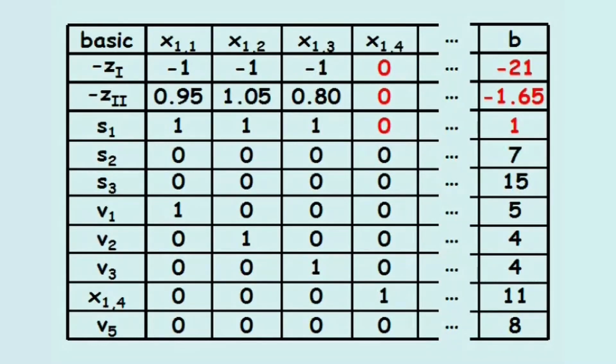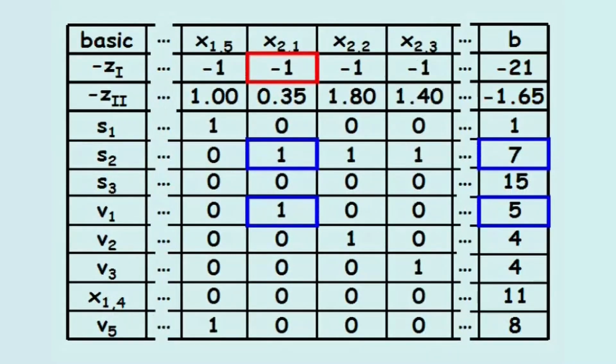Next, the variable x21 is chosen to enter the basis in place of artificial variable v1, since 5 is smaller than 7. This time, pivoting involves adding 1 times row x21 to row z1, subtracting 0.35 times row x21 from row z2, and subtracting 1 times row x21 from row s2.